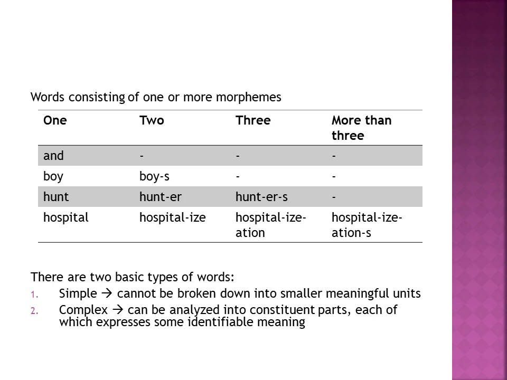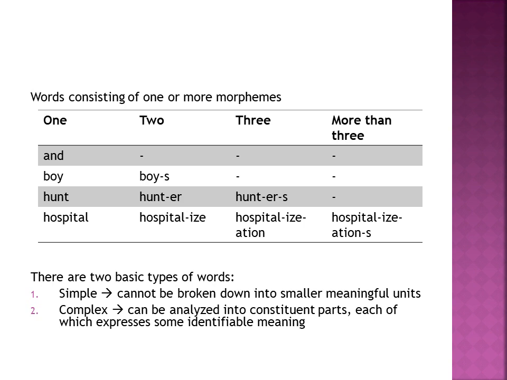Okay, these are the examples of words that consist of one or more morphemes. Again, what is morpheme? The types of morphemes, let's see in the next meeting. There are two basic types of words. The first one is simple and the second one is complex. What is simple? It cannot be broken down into smaller meaningful units. It cannot be broken down anymore, like this one. You cannot break it down into smaller units again.